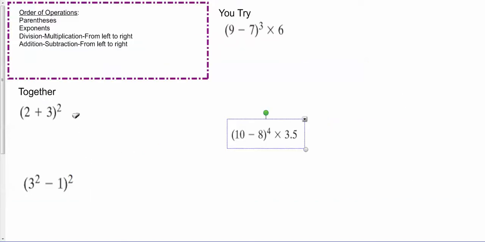So let's take a look at a couple more. Again, just a reminder, here is the order that you do. Parentheses, exponents, division, multiplication from left to right, addition, subtraction from left to right. So let's take a look at this problem. We're going to do it together.